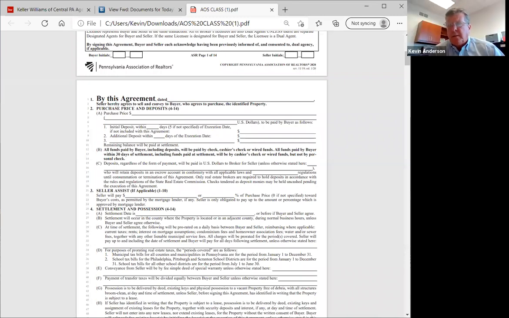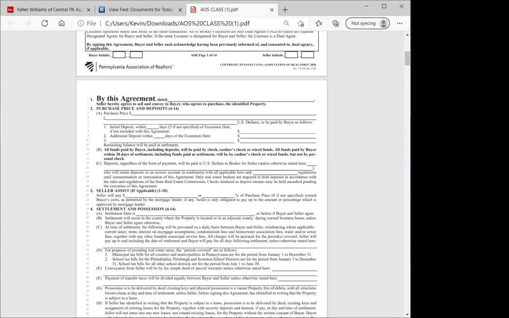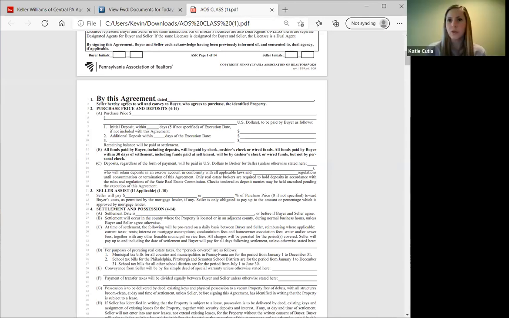I have a question as well. Hey, Kevin, I have a quick question. Yes, Katie. Let's say I'm writing an offer and you have the listing and we're from the same brokerage. Somewhere I was told that dual agency on the left side for the brokerage is to be checked. Can you clarify that?